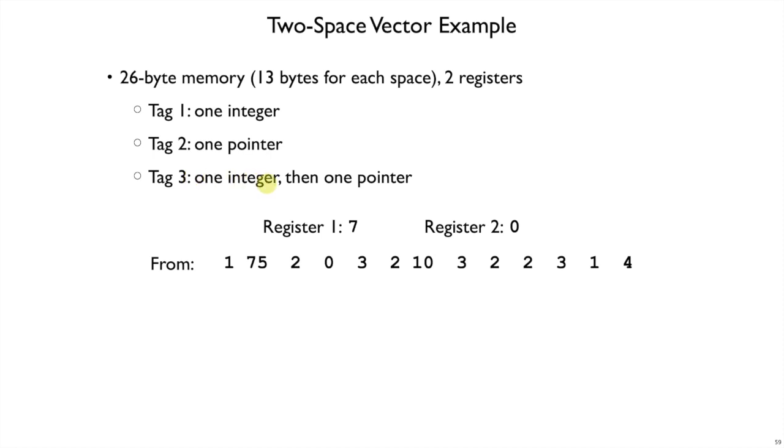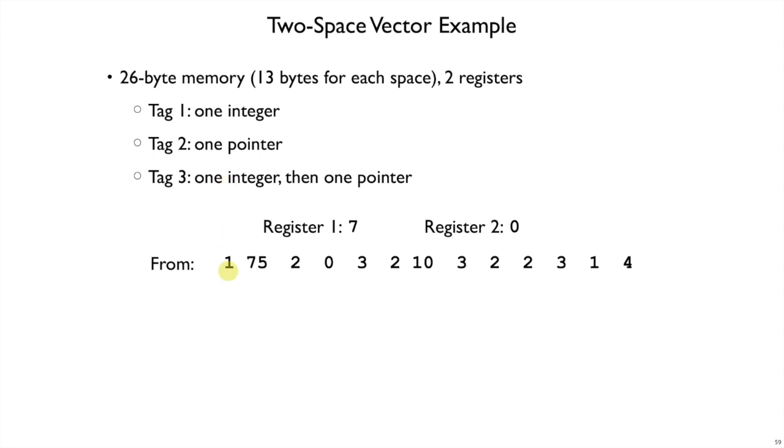An integer and a pointer, that might be a closure, because a closure has an integer for the code, a static reference to the code, and then a pointer to the allocated environment. But we don't have to care what exactly these tag 1, 2, 3s mean. The garbage collector doesn't care. All it cares about are the tag numbers and the shapes that come after them.